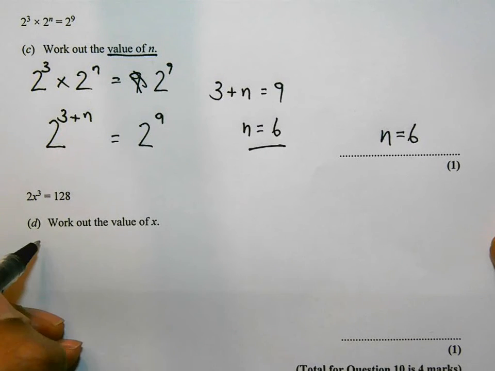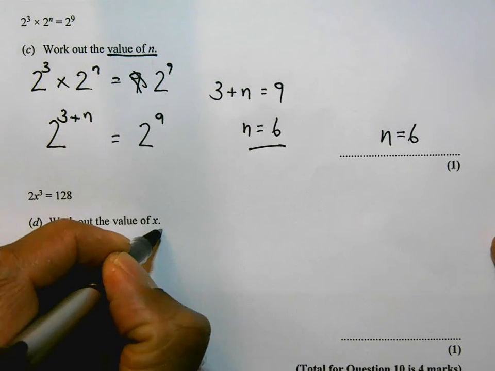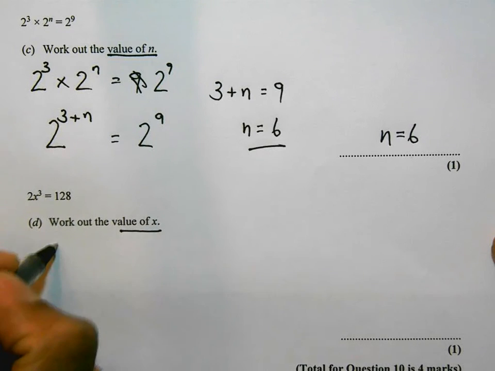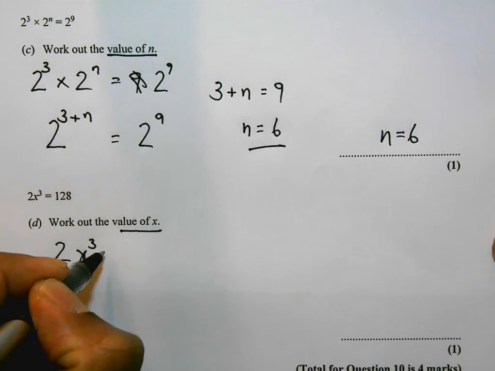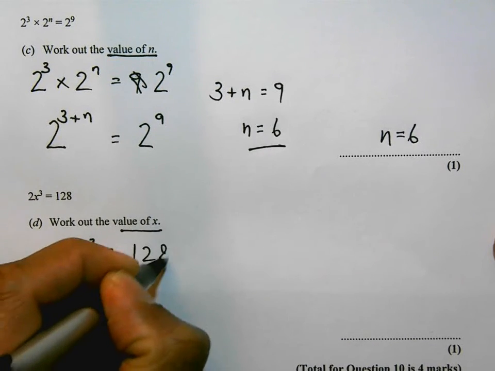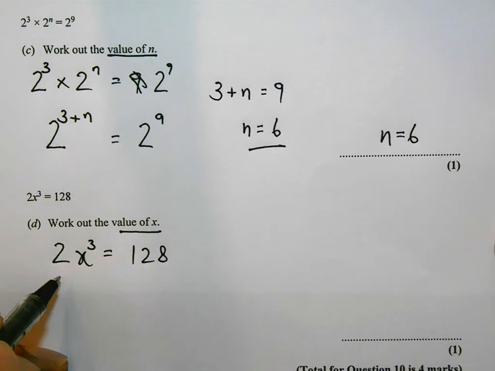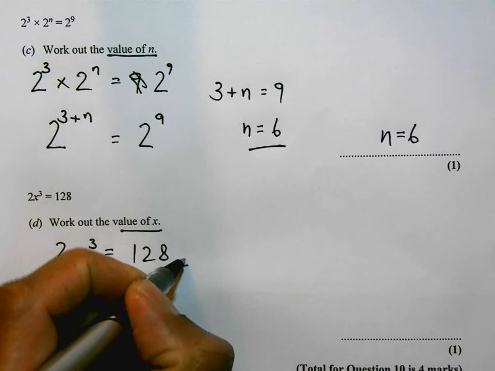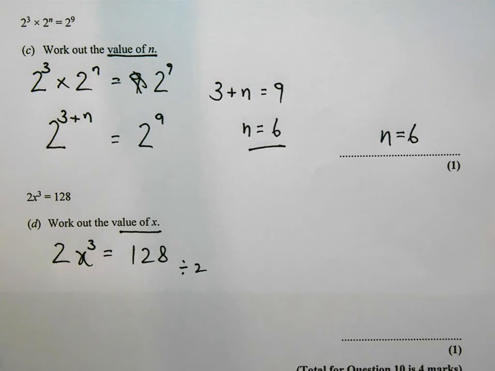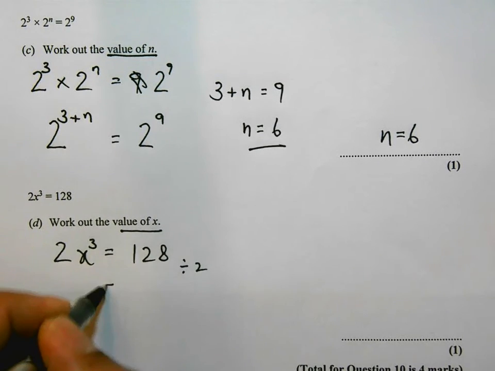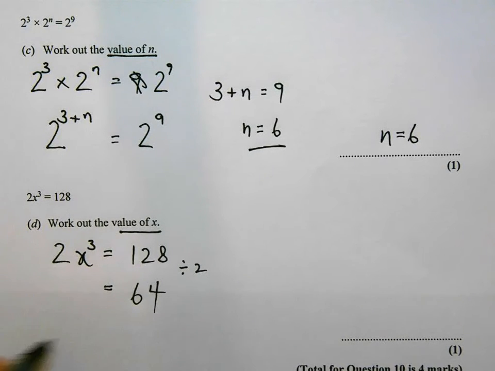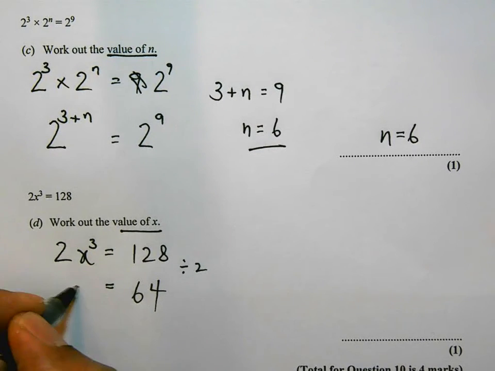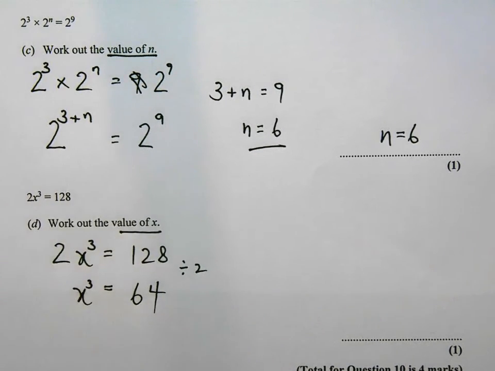Let's look at part D. They want us to work out the value of x again, and I know that 2x cubed is equal to 128. I need to get rid of that 2 in front of the x cubed. It's timesing the x cubed. So to get rid of it, I need to divide by 2. 128 divided by 2 is 64. You could use your calculator for that if you wish. And x cubed is 64.